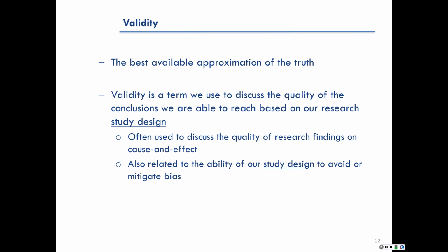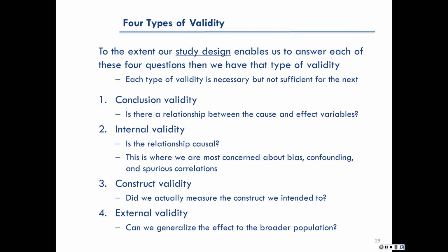Validity is also related to the ability of our study design to avoid or mitigate bias. There are four different types of validity to think about, and this comes from the Trochim reading. To the extent our study design enables us to answer each of these four questions, then we have that type of validity. Another important thing to point out is that each type of validity is a necessary condition, but not a sufficient condition for the next type. So these four types of validity really build on each other cumulatively.